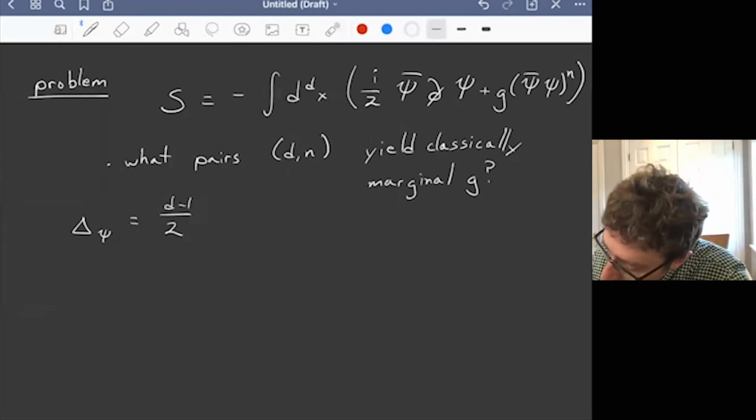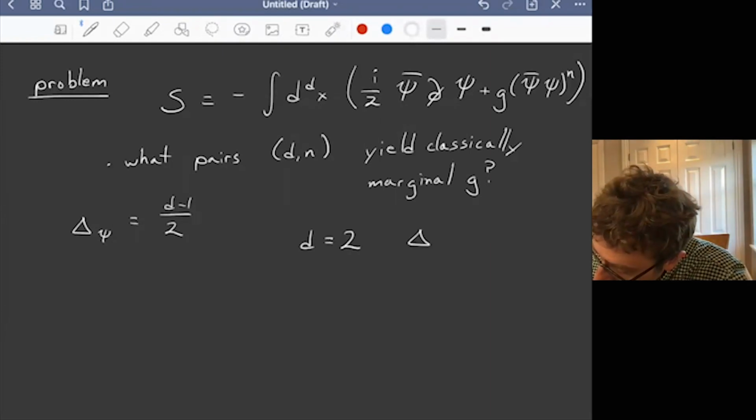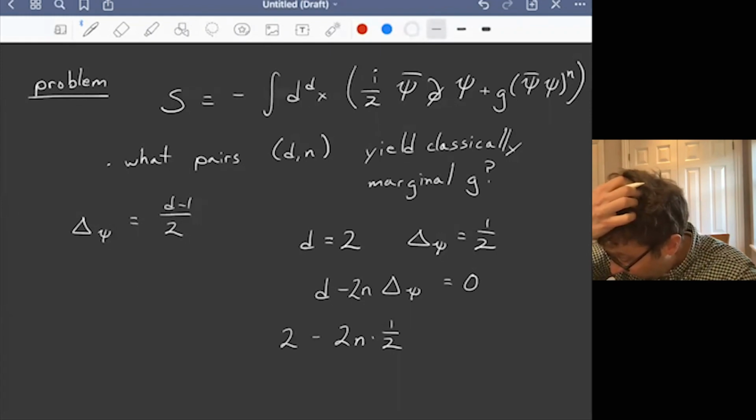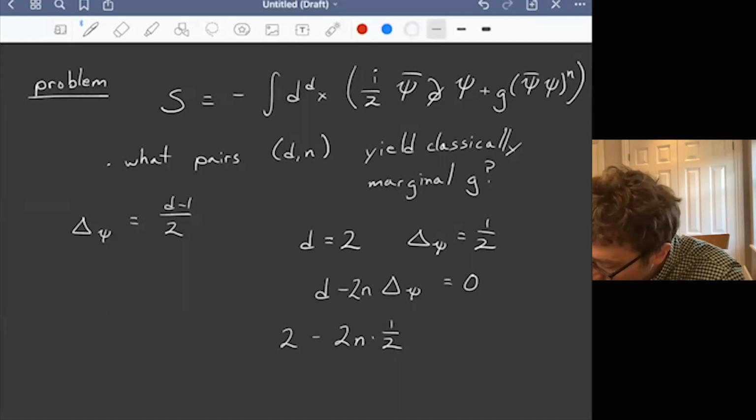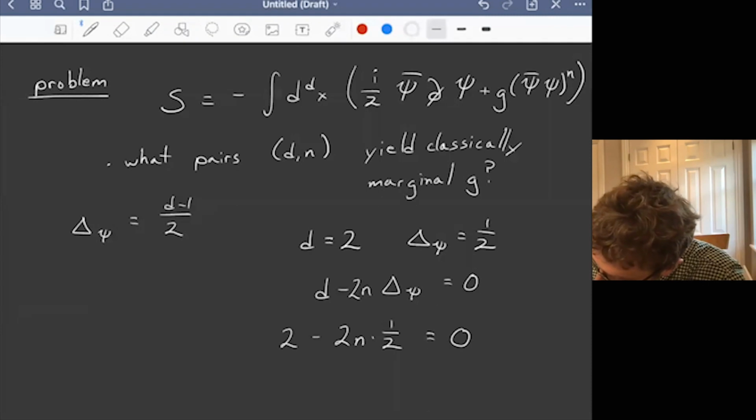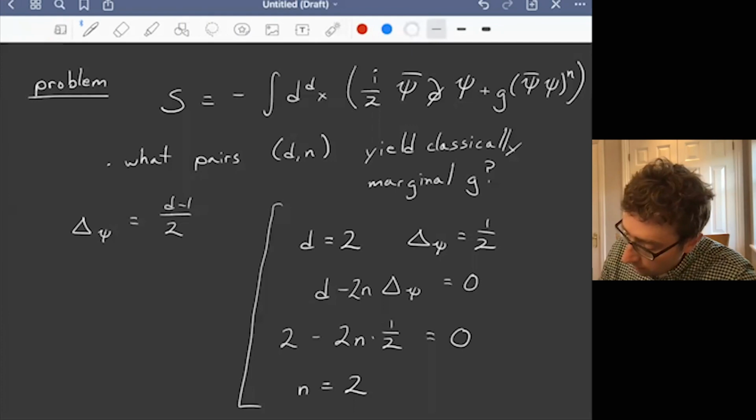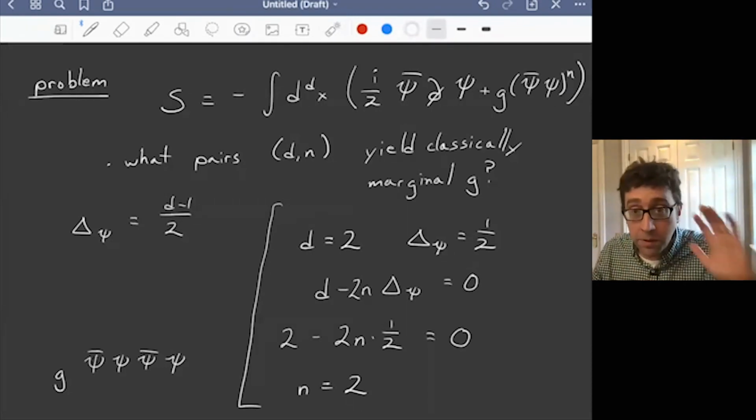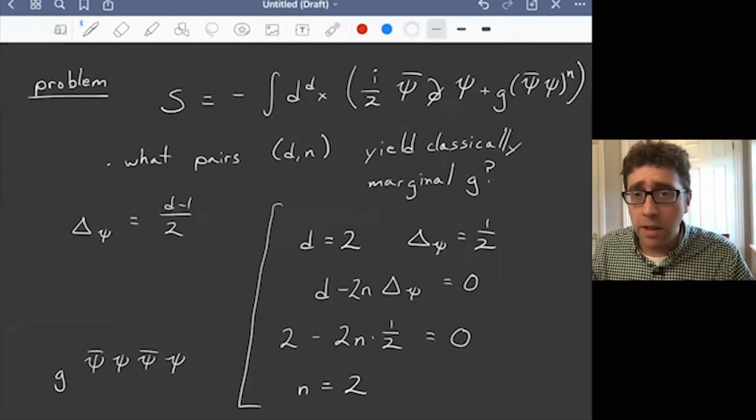And now I'll just point out one interesting example. When d is equal to 2, then delta psi is equal to a half. And so I'm interested in the case where d minus 2n delta psi is 0. So this would be 2 minus 2n times a half equals 0. And I learn then that n is equal to 2. So there's a classically marginal interaction here which looks roughly like (psi bar psi)^2 in 2 dimensions. And this is again a famous field theory that people have studied. I think this is often called the Thirring model for a 2D fermion.